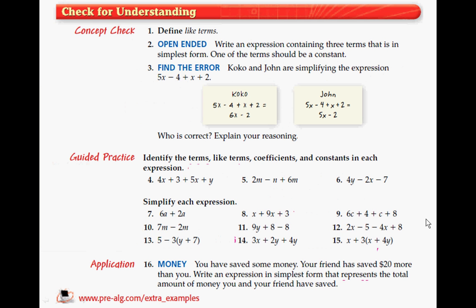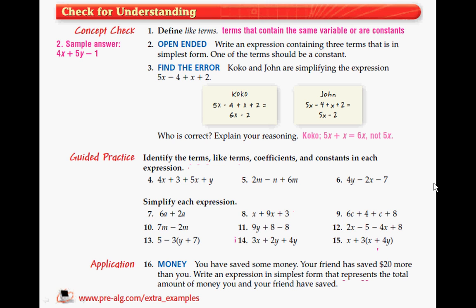All right, here is some check for understanding. There's 16 problems here. Go ahead and do them. Stop the video until you have them done, and then you can continue, and the answers will show up afterwards so you can check your answers. Okay, that should be it, and bring your work into class tomorrow. We'll do some more practice on simplifying expressions.